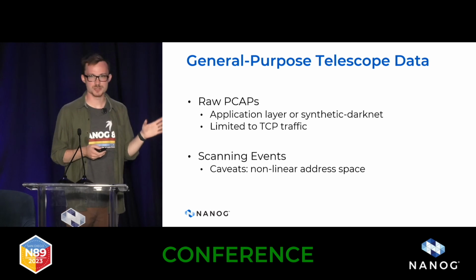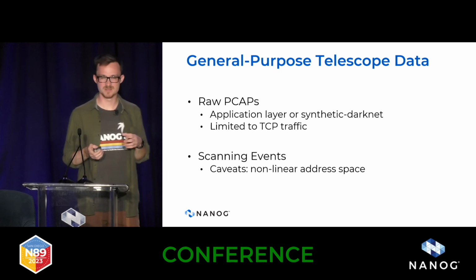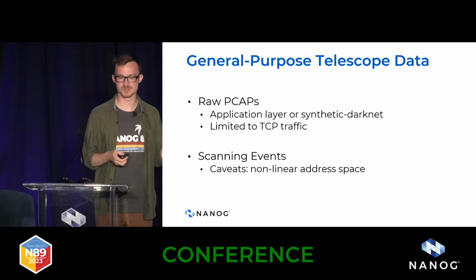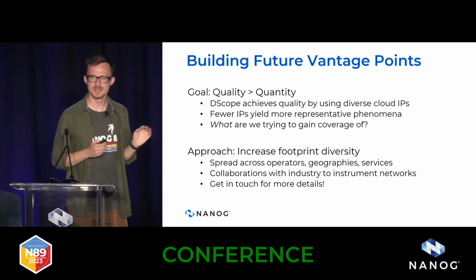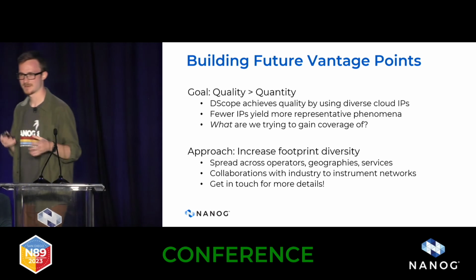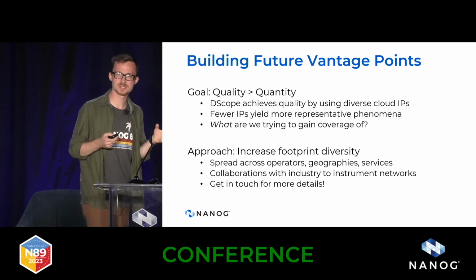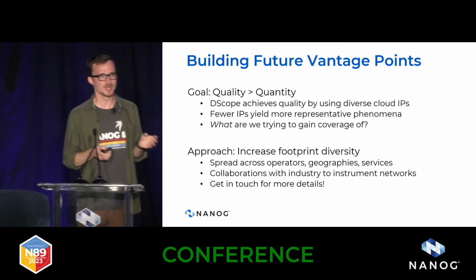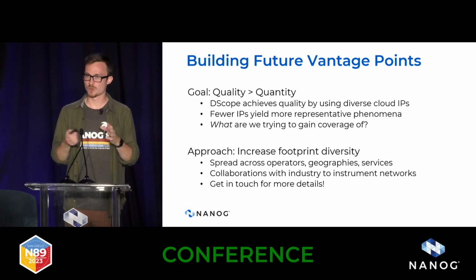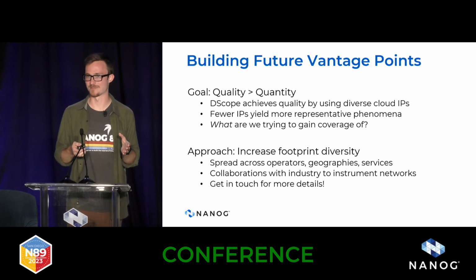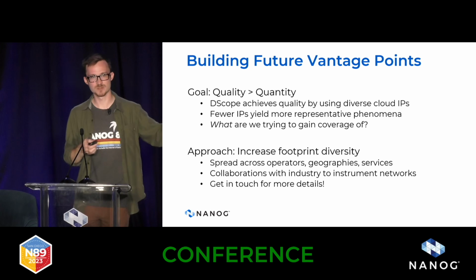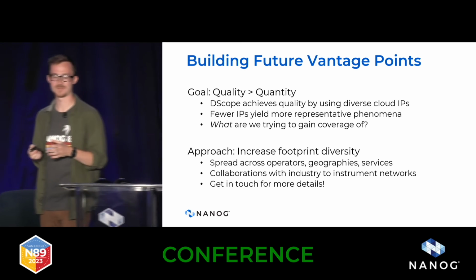We also get information on broad scanning events, same as conventional internet telescopes, although there are also some limitations here. So where does this leave us? Partially for this work, and partially for broad-scale internet measurement in general, existing vantage points work on limited footprints, and they deal with maximizing the quantity of traffic. The community in this space really needs to focus more on the quality of the traffic that we receive.